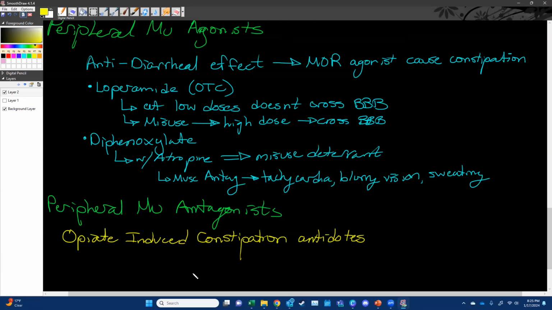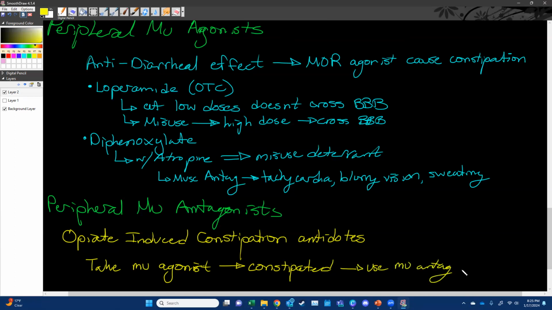So when someone takes opiates for a long, long amount of time, so you take your mu agonist, you're going to become constipated. You use your mu antagonist, you're going to relieve that constipation.